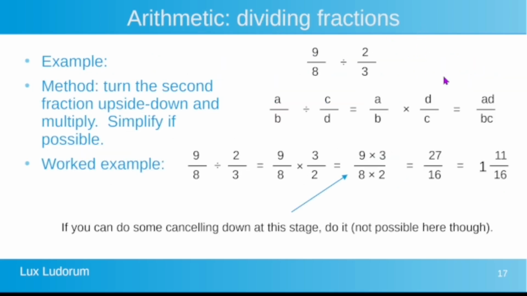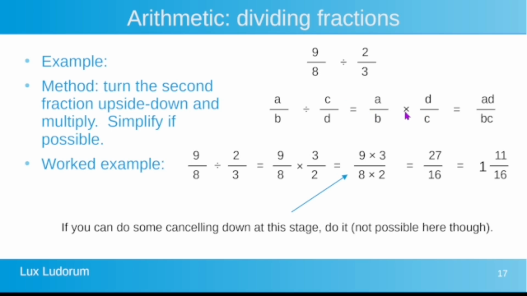Dividing fractions. Example: 9 over 8 divided by 2 over 3. The method is to turn the second fraction upside down and then multiply. Simplify if possible. So given a over b divided by c over d, that's equal to a over b multiplied by the second fraction upside down. So where it was c over d when we had the divide, we write this the other way up, so it now becomes d over c.